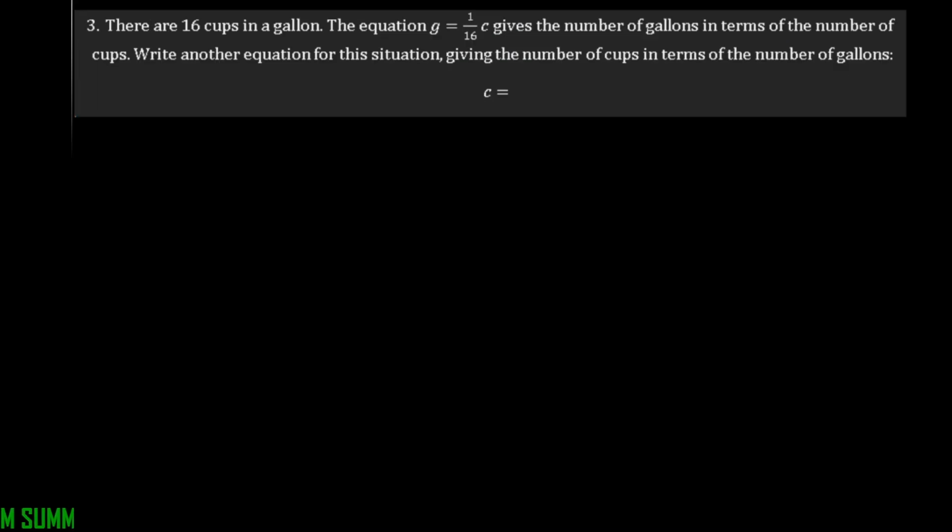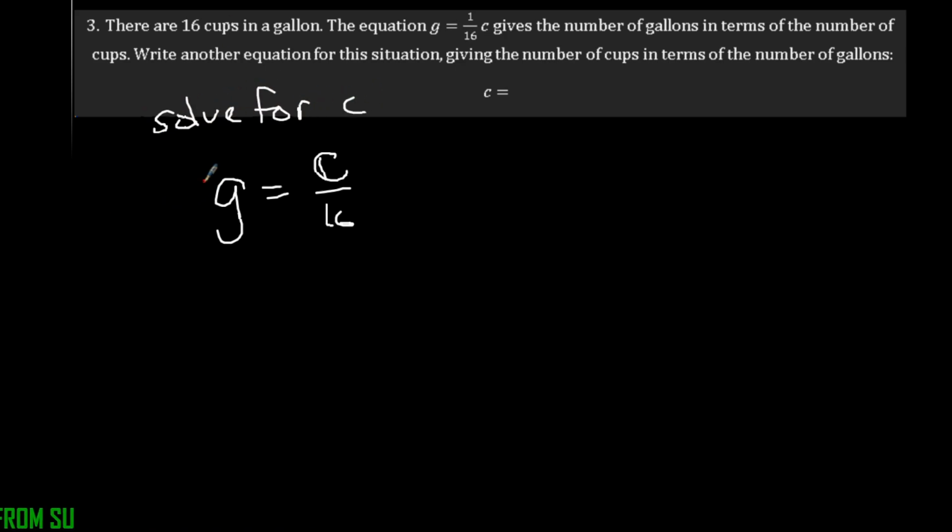Moving to number 3, it says there are 16 cups in a gallon. The equation G equals 1 over 16 times C gives the number of gallons in terms of the number of cups. Write another equation for this situation, giving the number of cups in terms of gallons. So we have to have C equal.